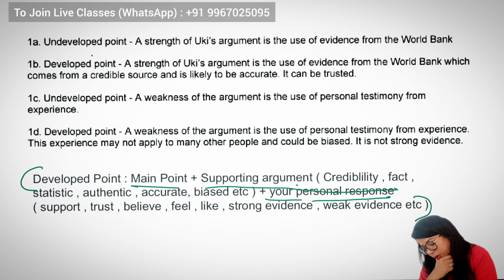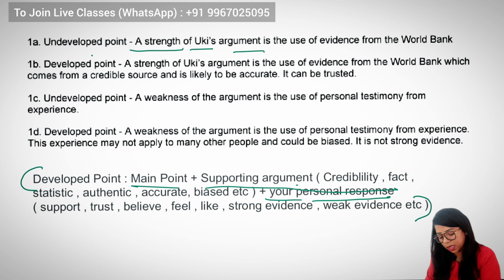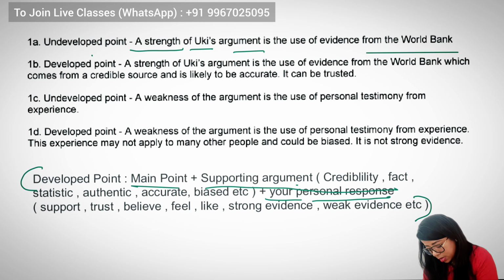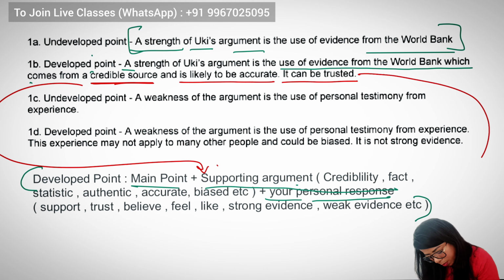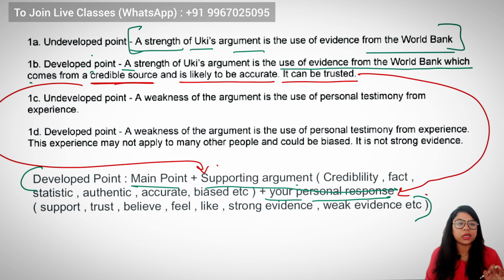For the first one: a strength of Uki's argument is the use of evidence from the World Bank. This is undeveloped, because why? It only talks about the main point. Now a developed point would be: a strength of Uki's argument is the use of evidence from the World Bank, which comes from a credible source, and this points to the supporting point, and is likely to be accurate. It can be trusted. This is your personal response. I hope that's clear to all of you.